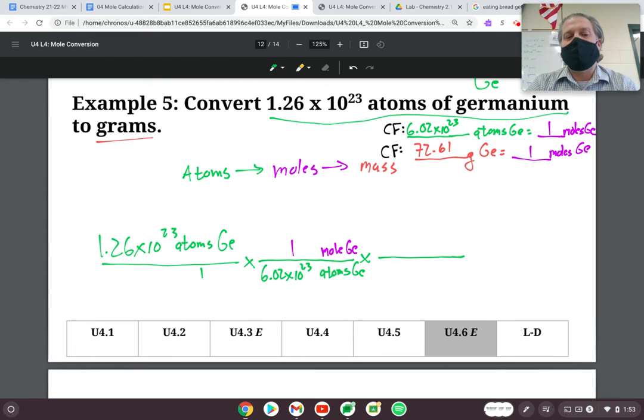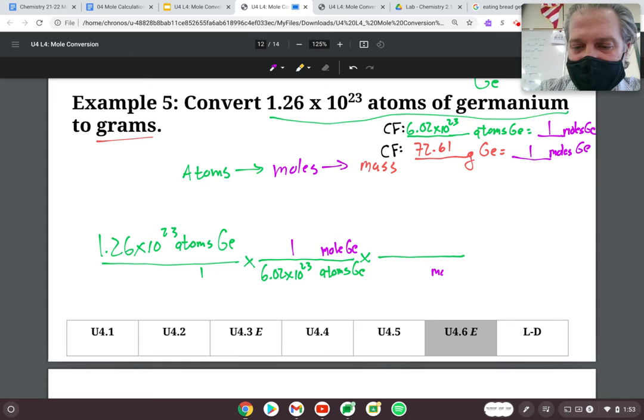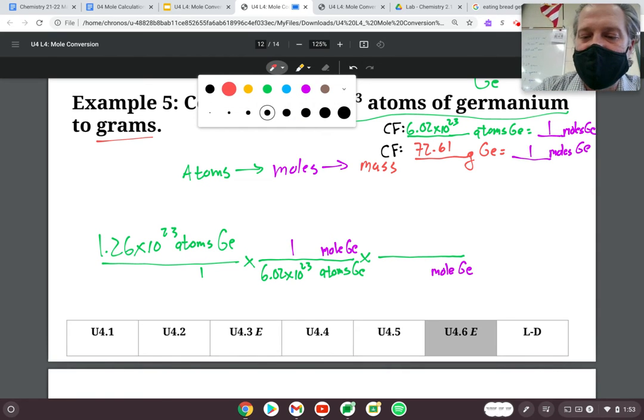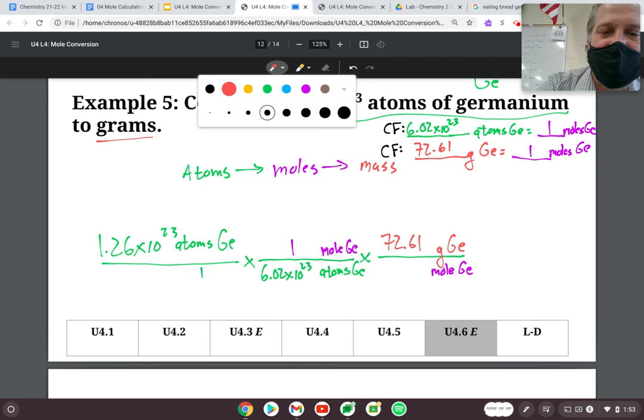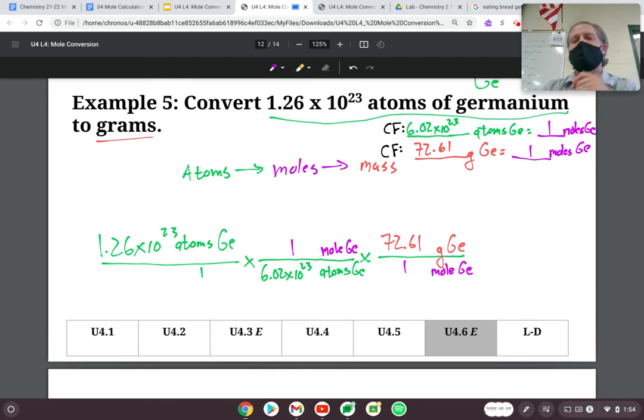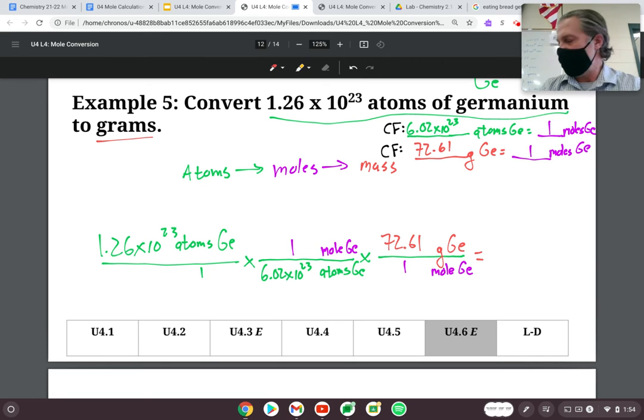And then I'm not done there, because I still need to get to grams, so I need to cancel out moles. So I'm going to put moles of germanium on the bottom, and I'm going to put grams of germanium on the top. And when I do that, I'm going to use the relationship that I found in the periodic table that says 72.61 grams of germanium is equal to 1 mole of germanium. And now I'm going to go ahead and get out my handy-dandy calculator.